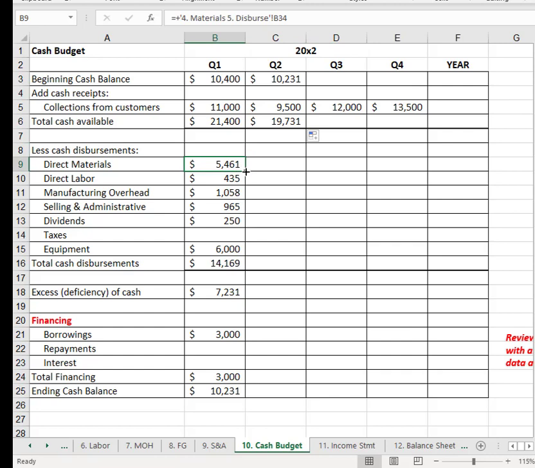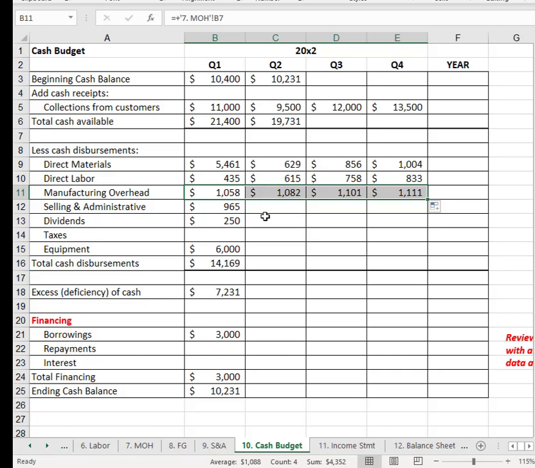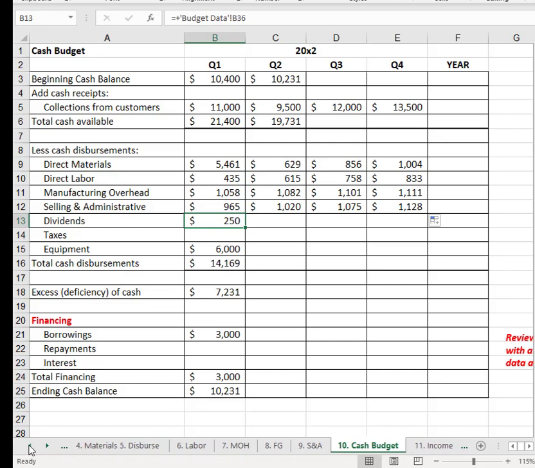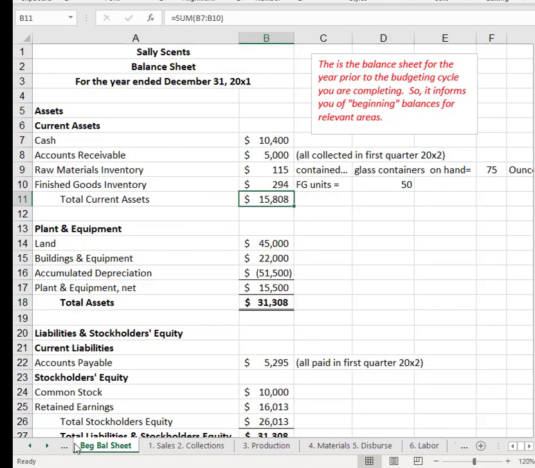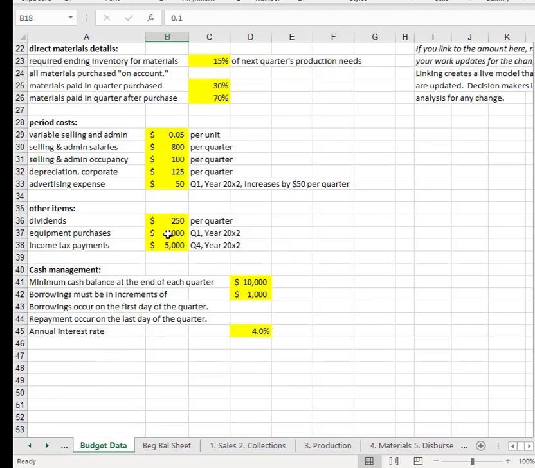All right, materials we can copy across. We can copy across labor and flip back and verify. Manufacturing overhead. Selling administrative, same thing. We can copy that across. Dividends, we can't copy that across. Oh, actually, it doesn't flip over, right? Let's verify. Right, see, if we copied across, we get this trash.